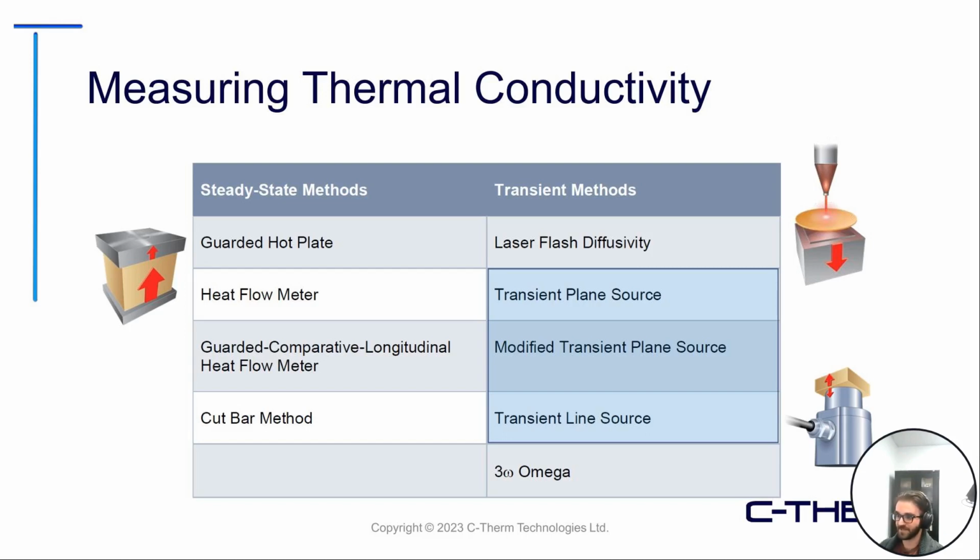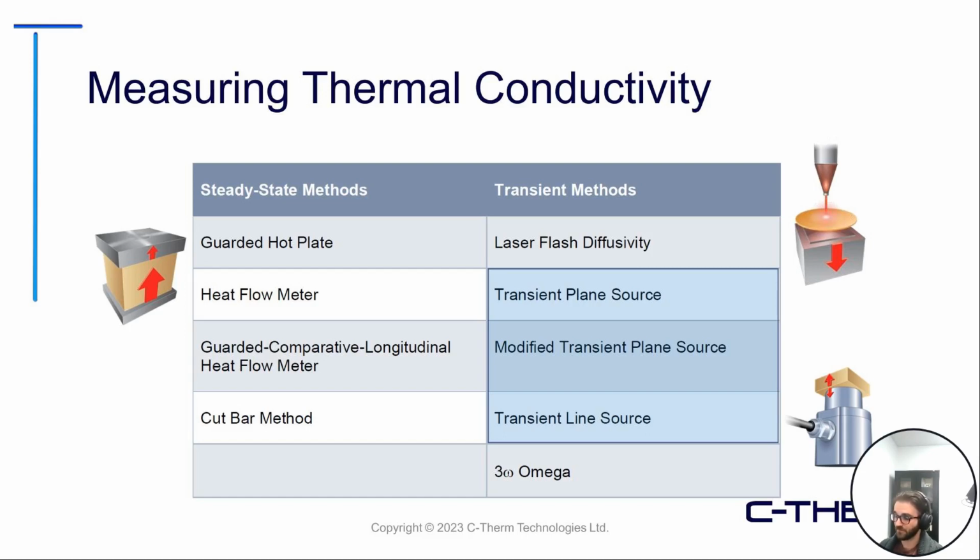Kind of breaking it down in a table, you see steady state methods on the left. Again, not really getting into those, but if you think of your traditional guarded hot plates, heat flow meter style measurements, they have certain advantages with certain materials. A lot of times in insulation type materials, you'll see a lot of reference to that type of testing. But for us here today, we're really looking at these accelerated test methods, that's where we're really going to focus in on the transient class of techniques.